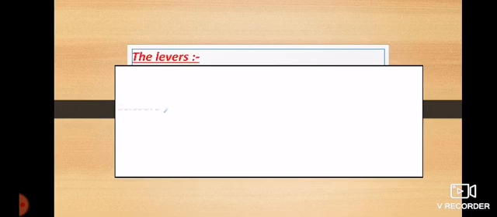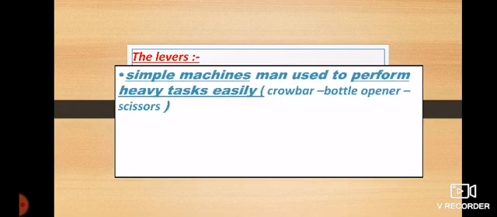First, what are levers? Levers are simple machines used by man to perform heavy tasks easily. So the lever is a simple machine used by man to perform heavy tasks easily, like a crowbar, a bottle opener, and scissors.